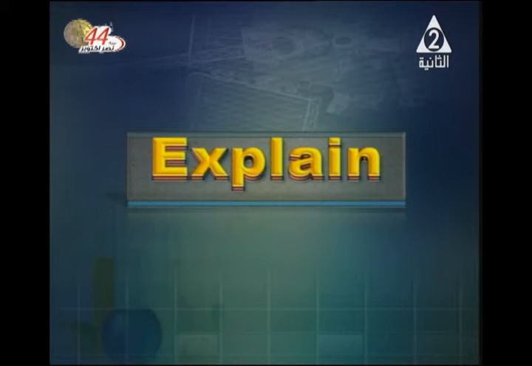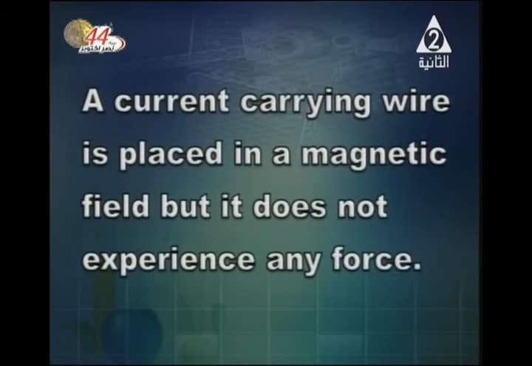And now we've got a question. Explain: a current carrying wire is placed in a magnetic field. So we've got a straight wire, and a current is passed through it and it is placed in a magnetic field, but it doesn't experience any force. No force acts on it. What is your explanation?